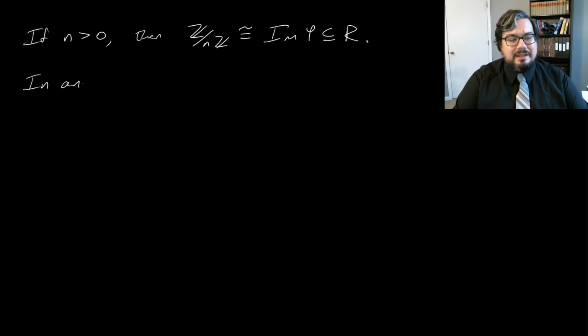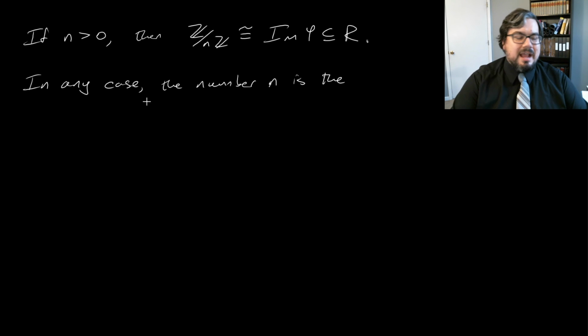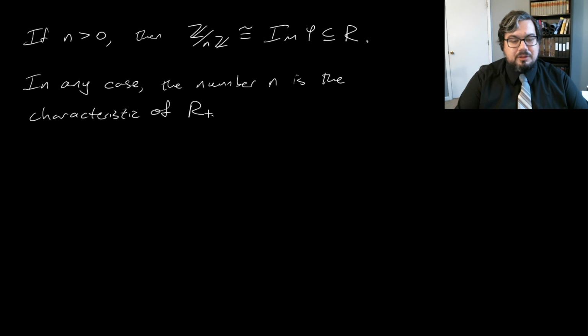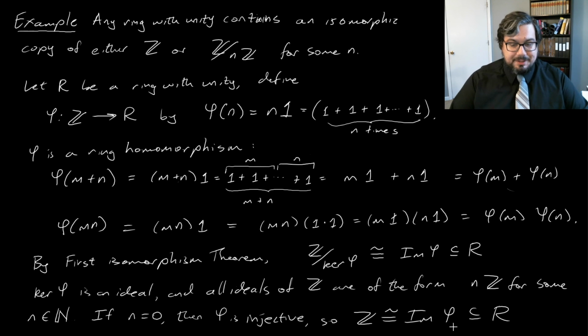But I do want to note that in any case, the number n here is the characteristic of the ring R. And so this is sort of the justification for why we called rings where adding up one a bunch of times never got you back to 0 characteristic 0, and that's because that corresponds to the case when the ring actually contains an isomorphic copy of the integers.